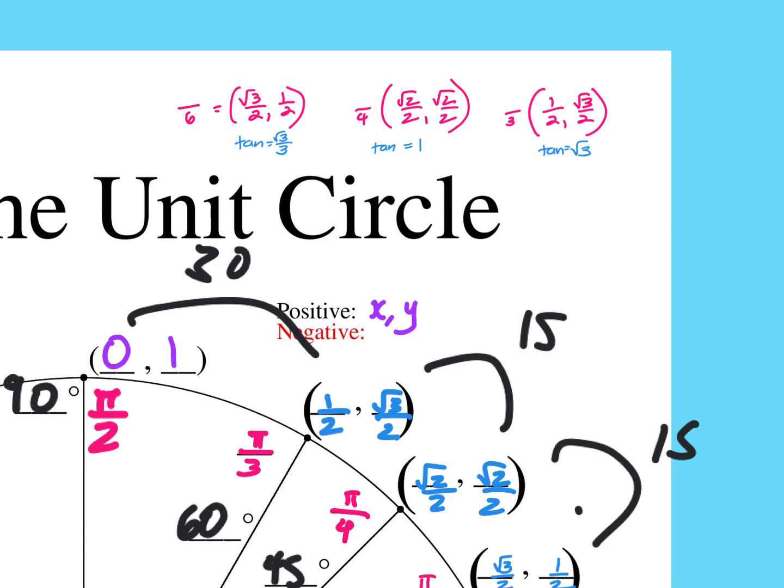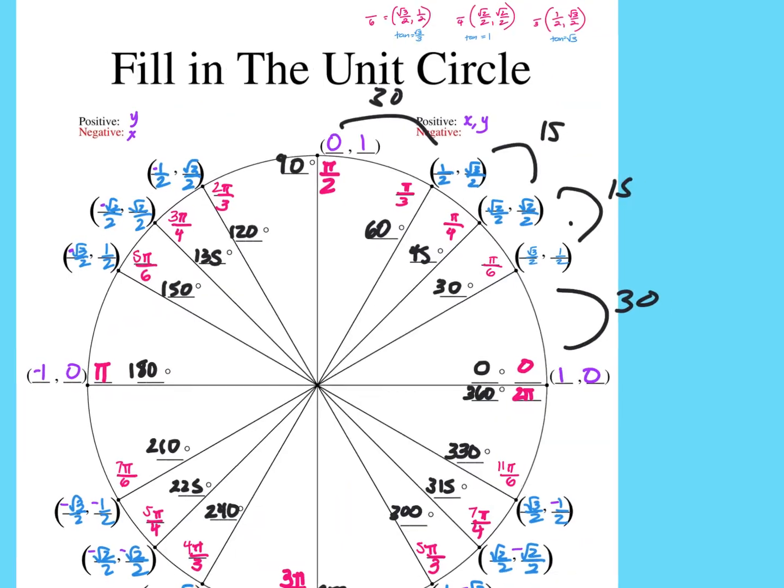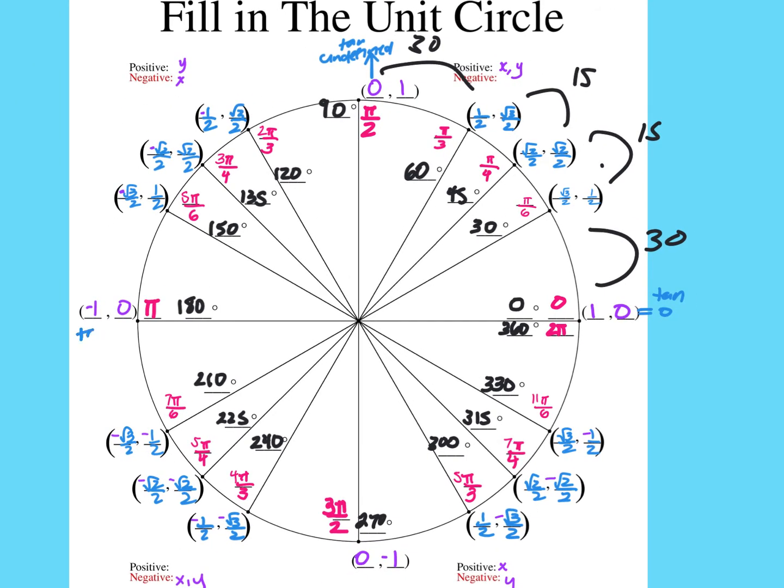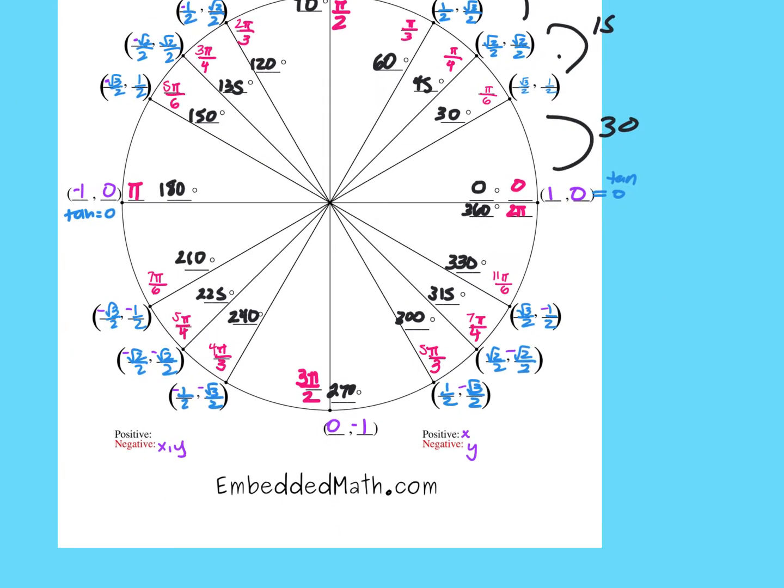And then as you go around the circle, at 0 it would be 0 over 1, which would be 0. At the top, 1 over 0, tangent would be undefined. On the left, it's back to being 0. And on the bottom, it's undefined.